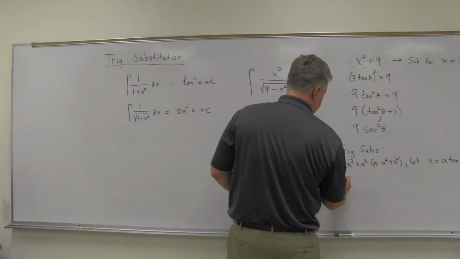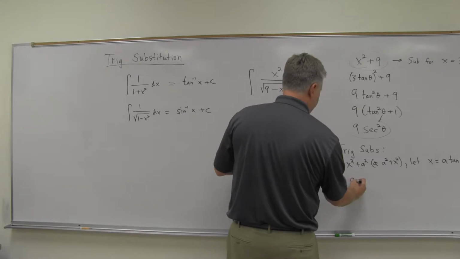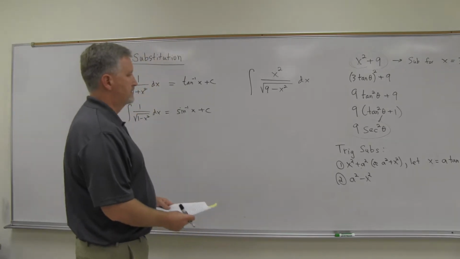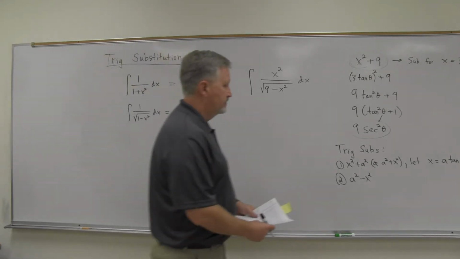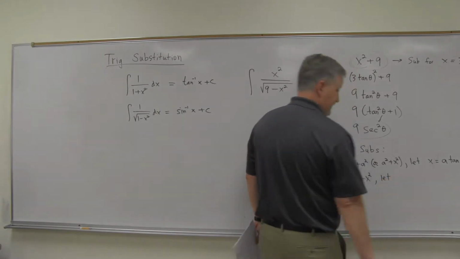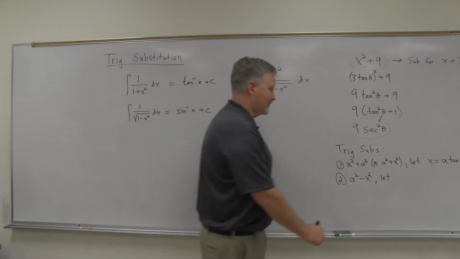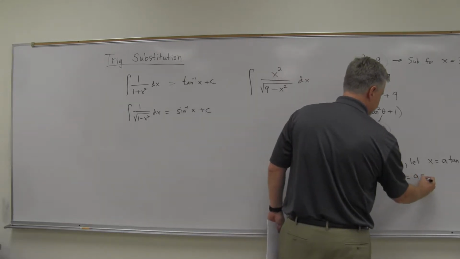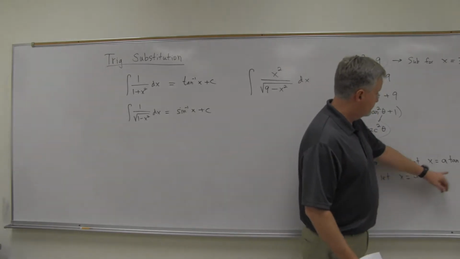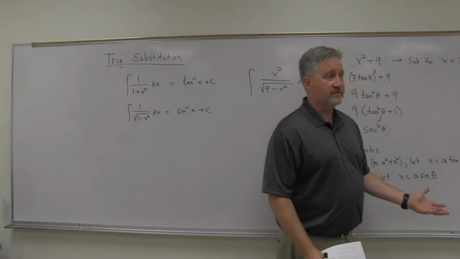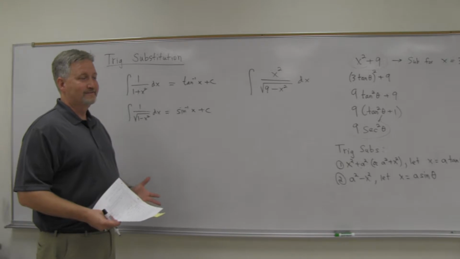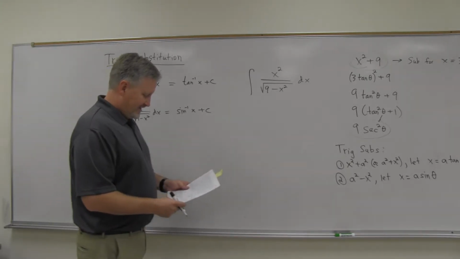All right, well, what else can happen? We can have a squared minus x squared. That's going to be the expression that we're going to trig substitute for. Well, in that case, we're going to let x equal a sine theta. And notice here I am changing variables. I'm going from x to theta, so that's a big deal. Be sure you note that. We are going to change all the x's over to thetas, and then change it back again.